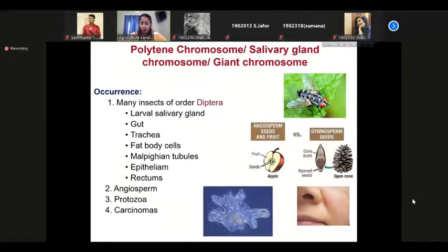We also find it in angiosperms. What are angiosperms? Angiosperms are the group of plants where the seed is covered by a shell or by the fruit or some structure. Covered seed is called angiosperm. The other group is gymnosperm, where the seeds are open. Seeds are not covered by any type of structure. For example, pine and palm tree. In these plants, the seeds are open and not covered by any structure. This plant group is called gymnosperm. In the angiosperms also, we have some salivary gland chromosomes or polytene chromosomes.